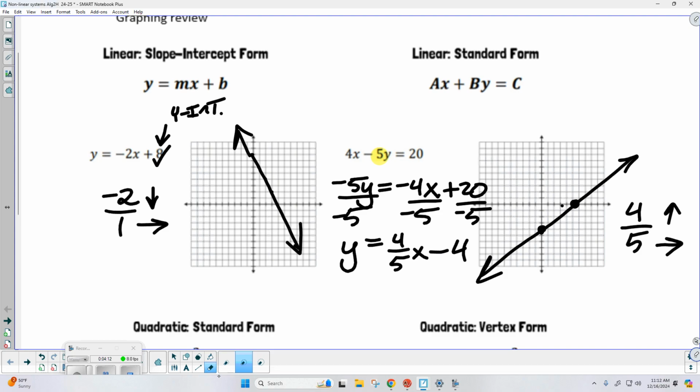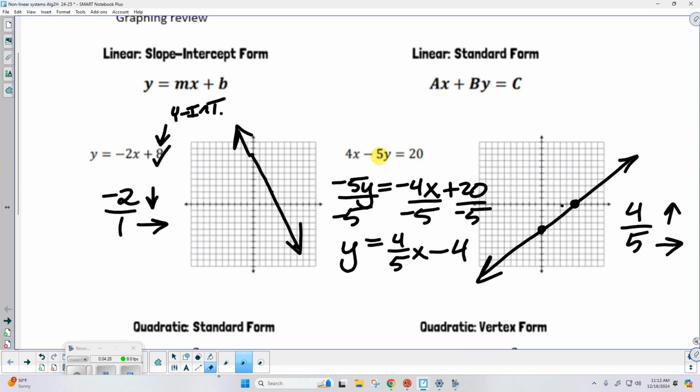Exactly. Now, I can also show you how to plot this line using the intercepts. Would anybody like me to show you? Using the x and the y intercepts. No. Are we sure? Yeah.